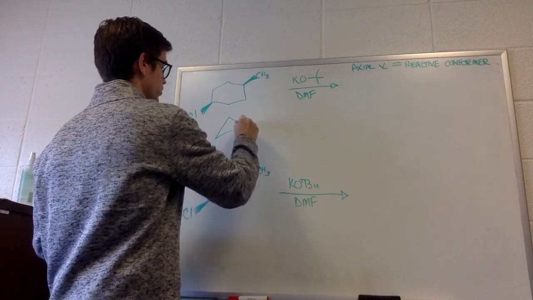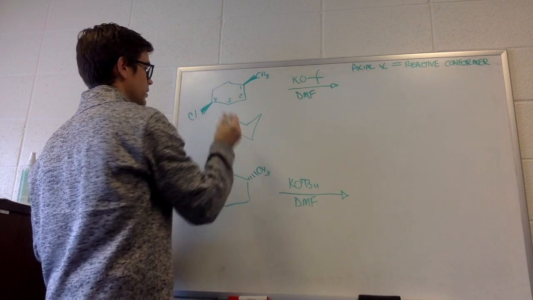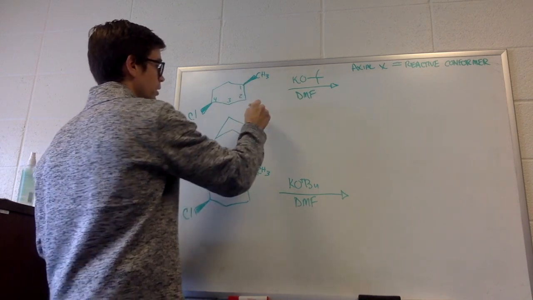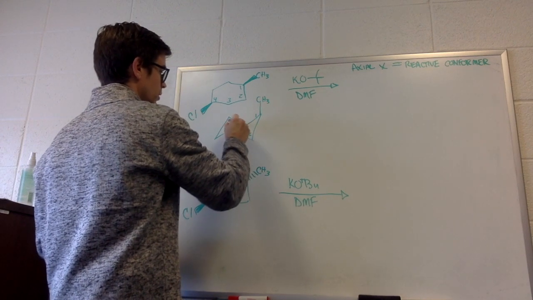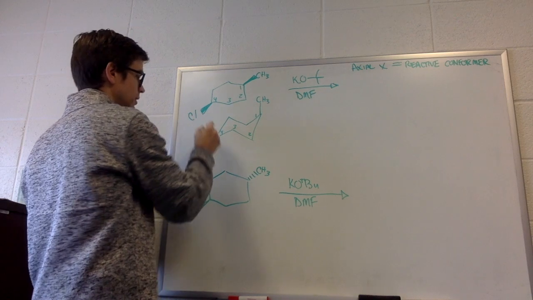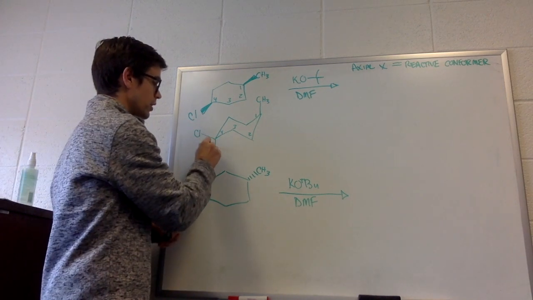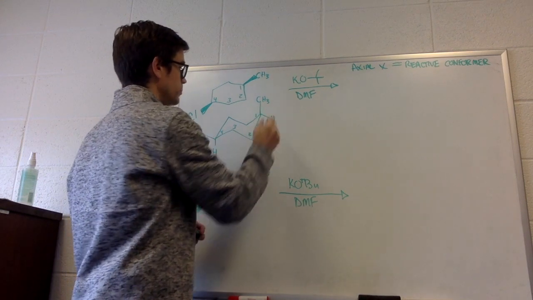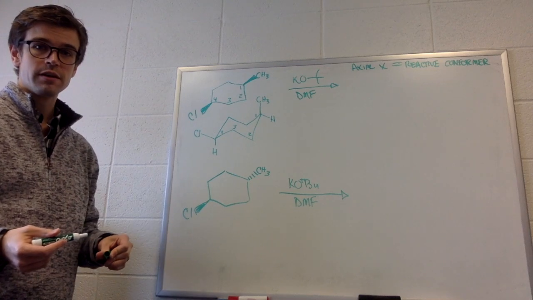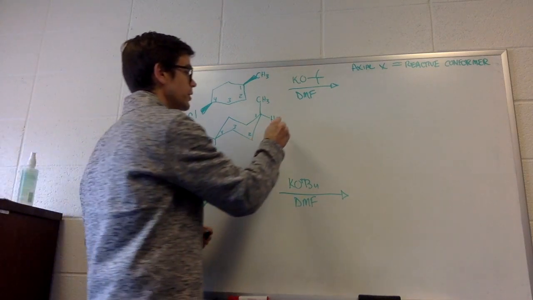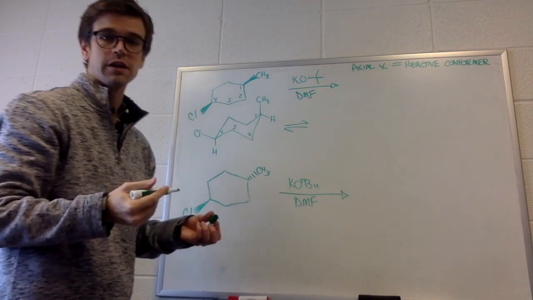So we're going to draw the chair structure. These atoms are 4 apart. So we have a CH3 axial in the 1 position, and in this 4 position, we have a Cl going up. That is an equatorial Cl. So I'll draw in the other H's here. In this chair conformation, we do not have an axial halogen, so if it needs to react, it's going to have to flip to the other chair conformation.